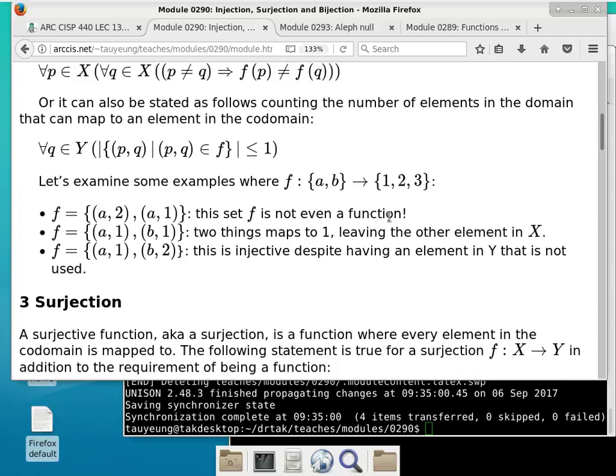Can you say one more time why it would be an injection, the last one? The last one? You mean this one? Yeah. I just noticed this is a smaller one. I'm sorry, I got distracted. It is injective because A and B are mapped to different things. No two elements from the domain are mapped to the same thing in the codomain. That is why it is injective.